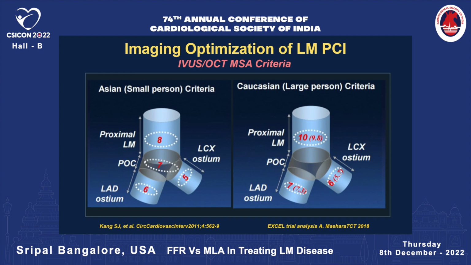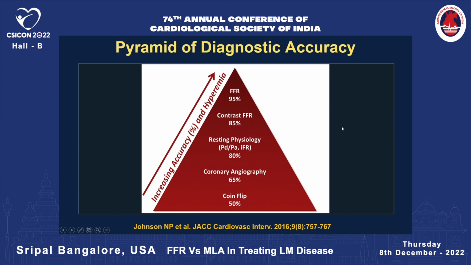Of course, if you're using imaging to optimize left main PCI, again, I think we have to be careful. Just as we talked about MLA thresholds, there are MSA criteria, minimal stent area criteria, whether it's a small Asian patient or a large Caucasian patient. And finally, I want to leave everybody with this. This is the pyramid of diagnostic accuracy. If you rely on coronary angiography alone to dictate whether a lesion is physiologically significant, the accuracy is only 65%. If you use resting physiology, the accuracy increases to 80%. The contrast FFR is 85% and FFR is 95%.